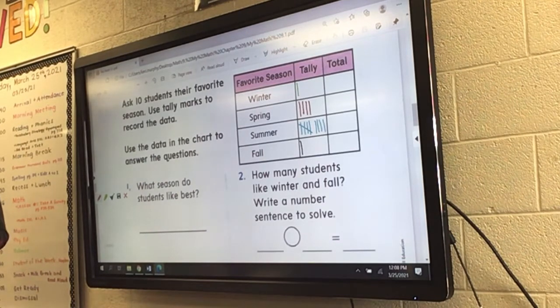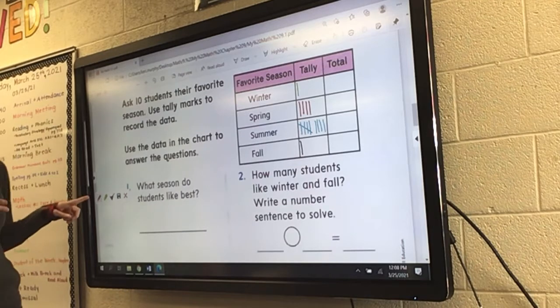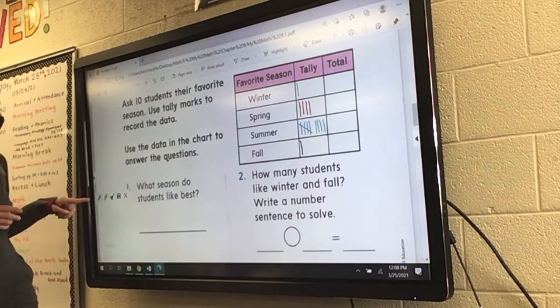What we did was we asked our question. We recorded our tally marks on this chart. And now the third thing is we need to count our tally marks. So looking at winter, everybody: how many, guys? 1.